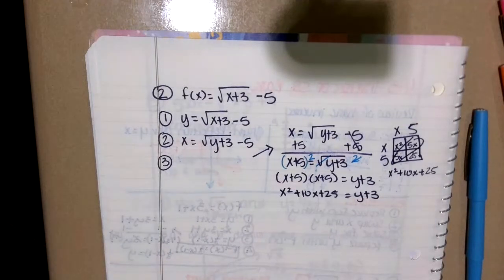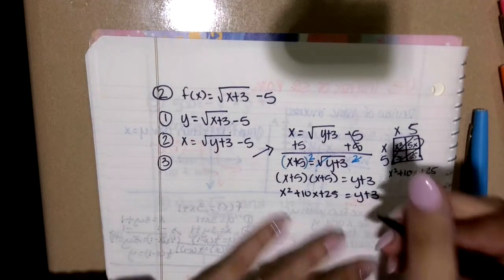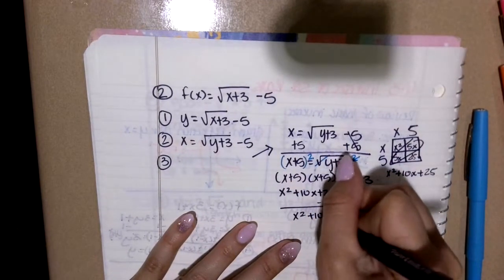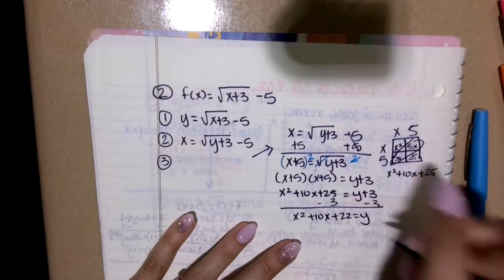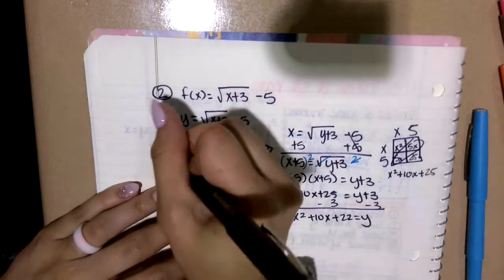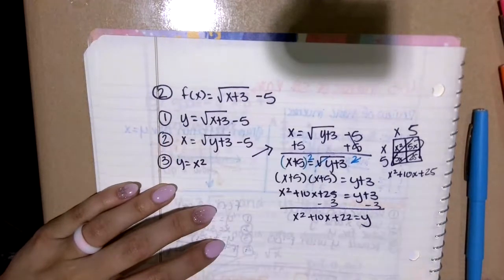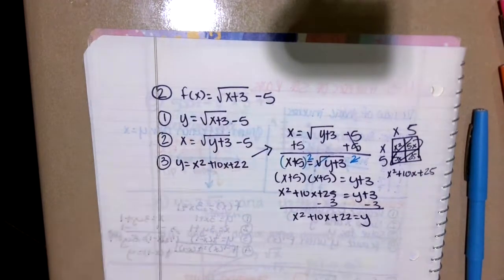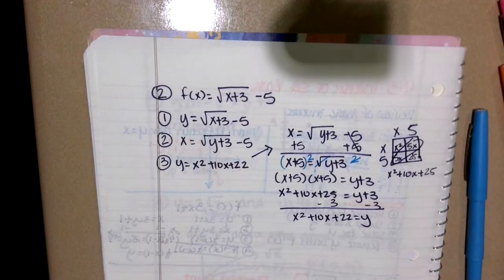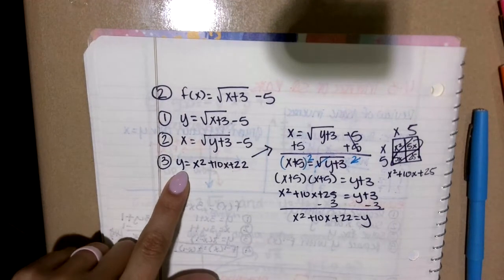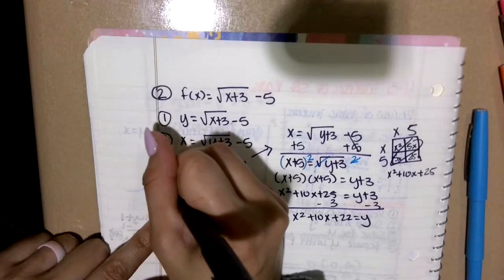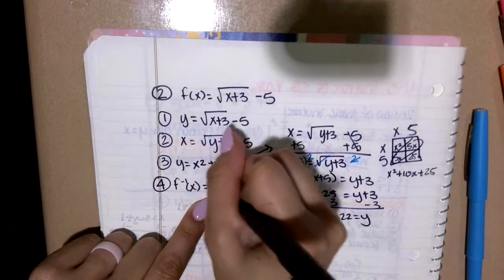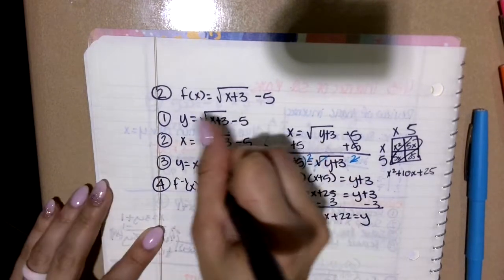What's the last step to get y by itself? Subtract 3. x squared plus 10x plus 22 is equal to y. So y equals x squared plus 10x plus 22. And then the last step is to replace y with the inverse of f of x. So I'm going to have the inverse of f of x is equal to x squared plus 10x plus 22.